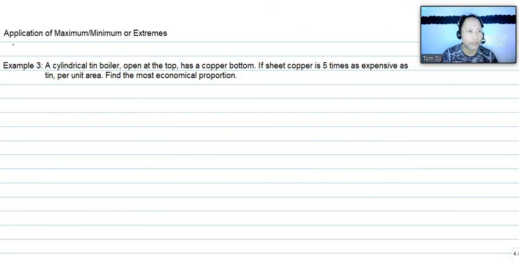Another example, this is our example 3: a cylindrical tin boiler open at the top has a copper bottom. If sheet copper is 5 times as expensive as tin per unit area, find the most economical proportion. So with this economical proportion, we're going to find the proportion of a certain, let's say, length or height or radius of that particular boiler.